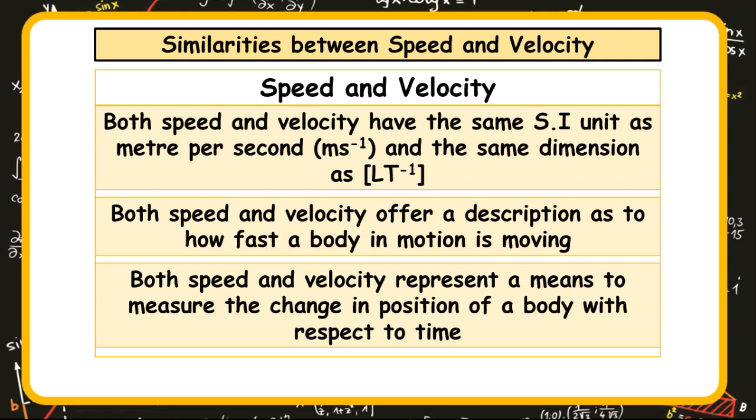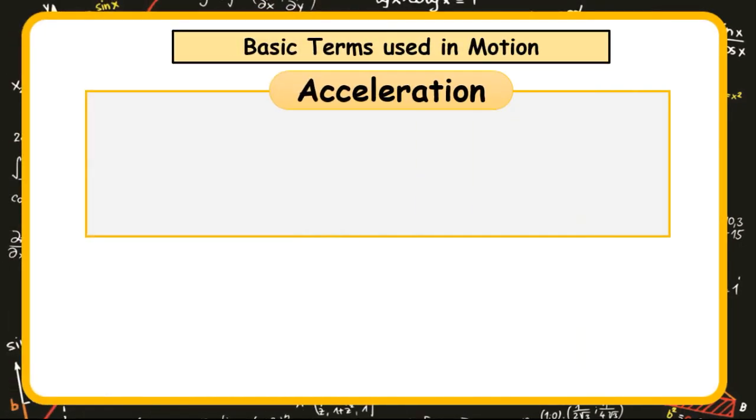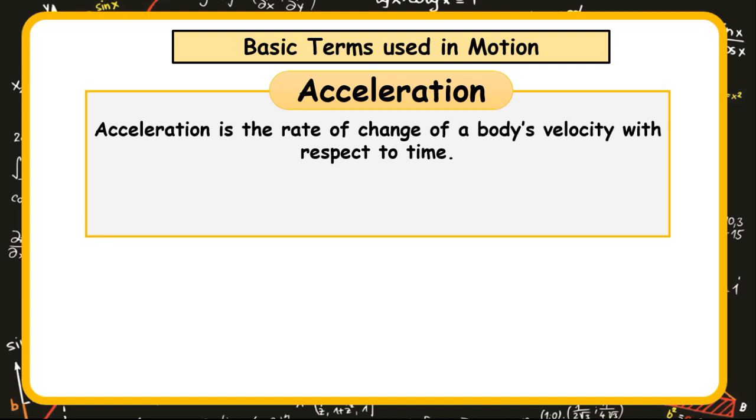So far, we have looked at distance, displacement, speed, and velocity. Let's continue with acceleration as a basic term and a parameter of motion. And acceleration is defined as the rate of change of a body's velocity with respect to time. So notice this. When distance changes with time, it is speed. When displacement changes with time, it is velocity. And when the velocity changes with time, it is acceleration. That is why this definition is written for you.